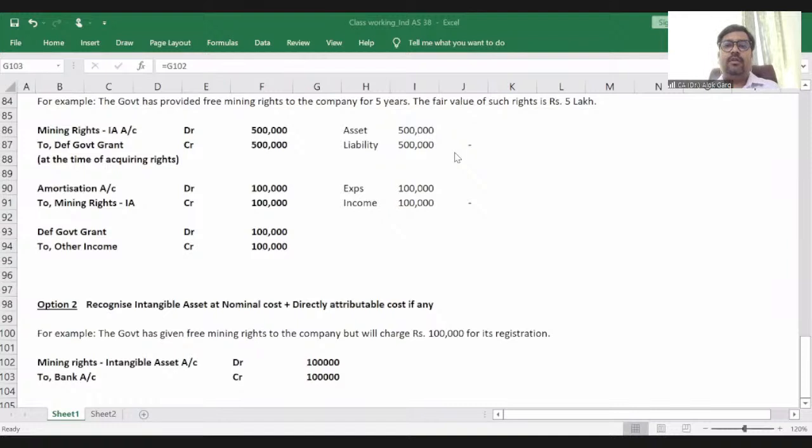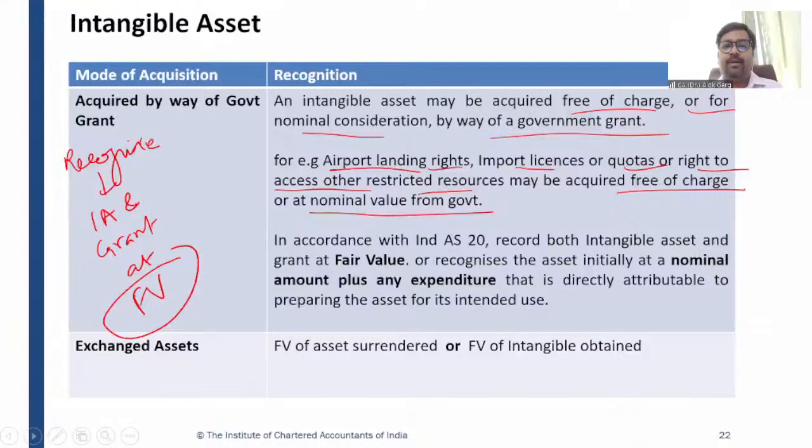Yeah. So let's move to my PowerPoint presentation. We have discussed this concept of assets acquired by way of government grant. In accordance with Ind AS 20, you need to record the intangible asset and the grant at fair value, right? Or recognize the asset initially at a nominal amount plus any expenditure that is directly attributable to preparing the asset for its intended use, right?